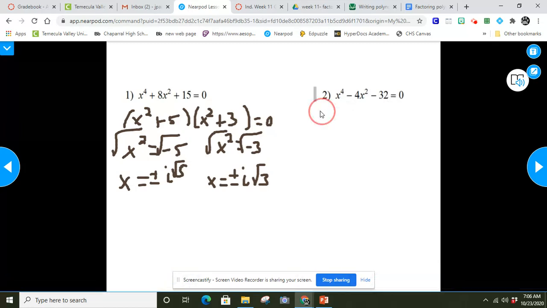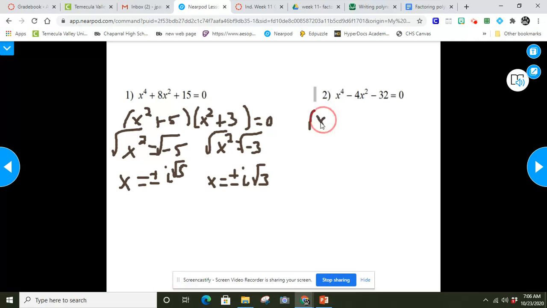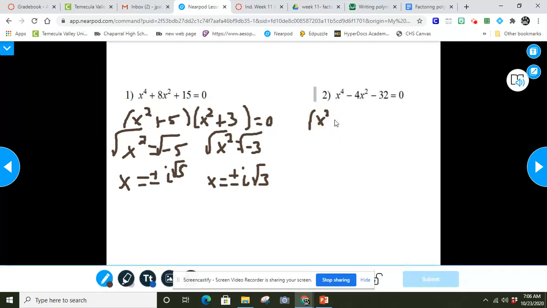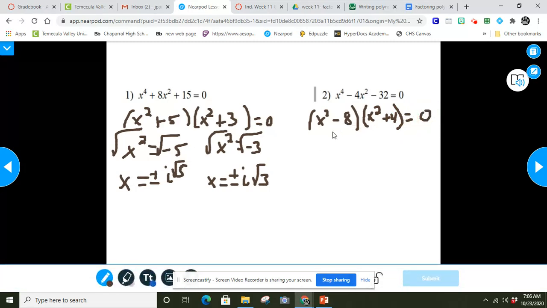So right here, I'm going to get x squared minus 8 and x squared plus 4 equals 0. All right, you can't factor these anymore. If this was x squared minus 4, I could keep going with x plus 2, x minus 2, but it's not. It's plus 4, so I can't factor that. It's not the difference of two squares.